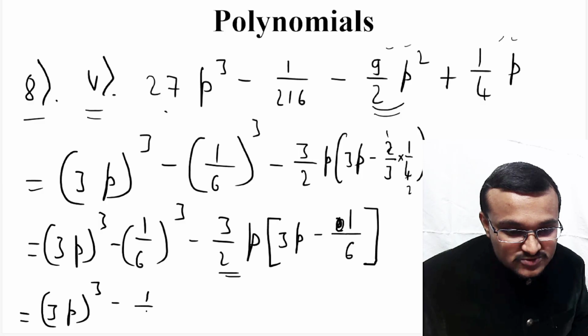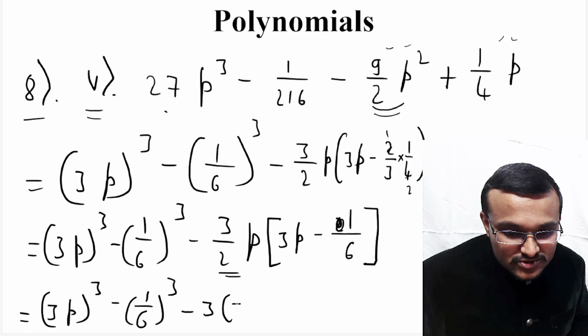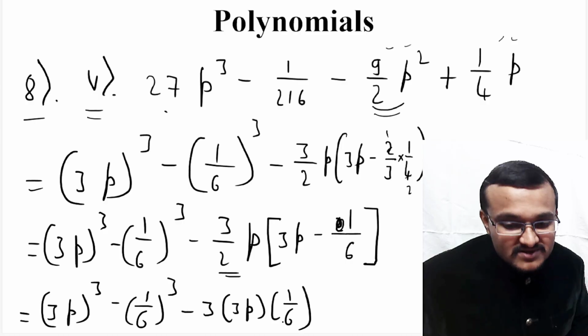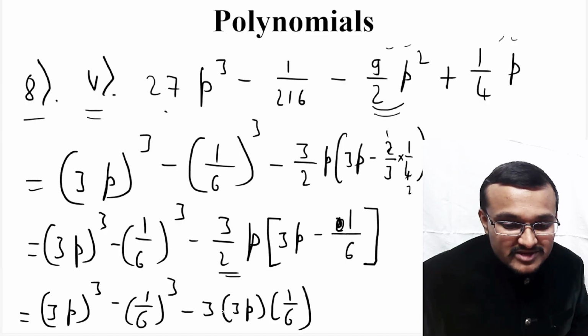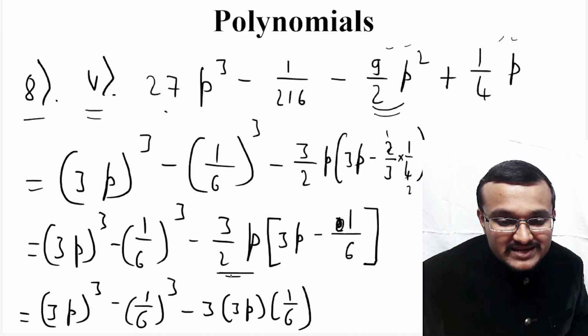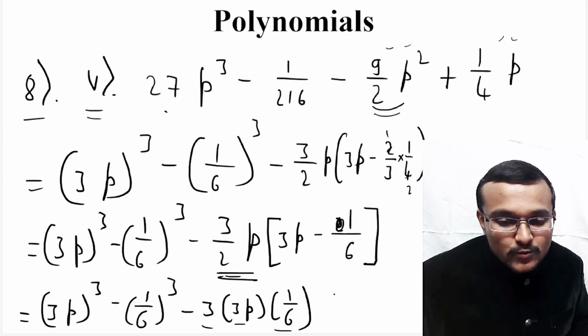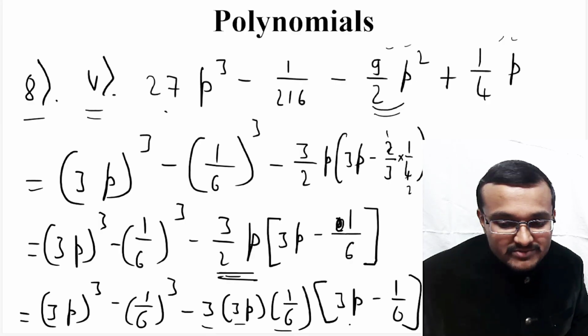3p whole cube minus 1 by 6 whole cube minus 3 by 2, you can write it as 3 into 3p into 1 by 6, because here 3 ones are 3, 3 twos are 6, so in the denominator 2 will be remaining. So you will get this 3 by 2p back. This 3 by 2p I am writing as 3 into 3p into 1 by 6. Inside the bracket you have 3p minus 1 by 6.